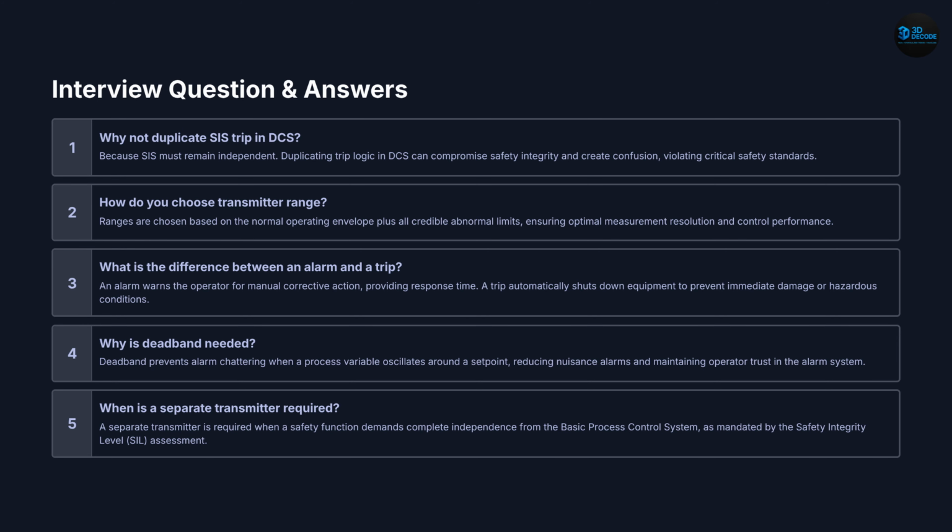Slide 10, Interview Questions. If you are preparing for interviews, you should clearly explain these concepts. You should be able to define the difference between alarm and trip, explain why SIS duplication is wrong, describe how to select instrument ranges, and explain the importance of deadband. These are very common and important questions in oil and gas interviews.